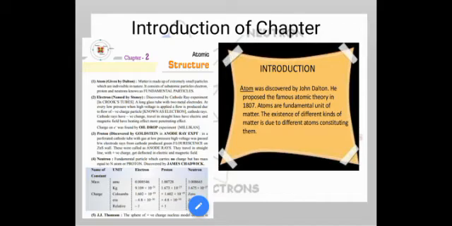So in the introduction, the atom was discovered by John Dalton. He proposed the famous atomic theory in 1807, which is called Dalton's atomic theory. We have studied this in the previous chapter also, in which atoms are the fundamental unit of matter. Every matter is made up of atoms. The existence of different kinds of matter is due to the different atoms constituting them.